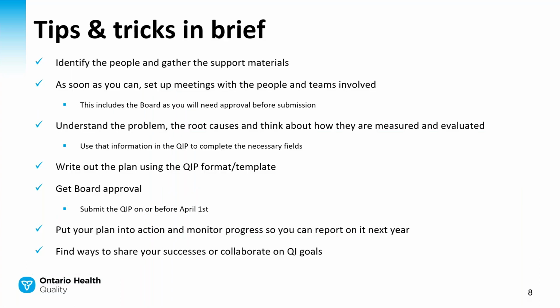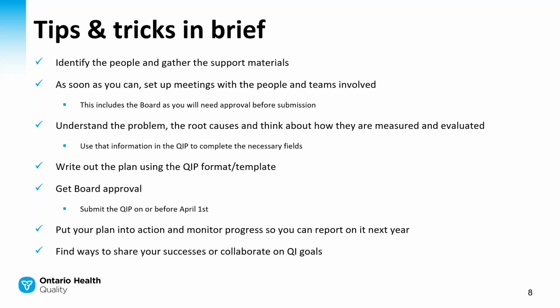And that brings us to the main takeaways. First, identify the people and gather the support materials. Secondly, as soon as you can, set up meetings with the people and the teams involved. This includes the boards, as you will need approval before submission. Understand the problem, the root causes, and think about how they are measured and evaluated. Use that information in the QIP to complete the necessary fields.